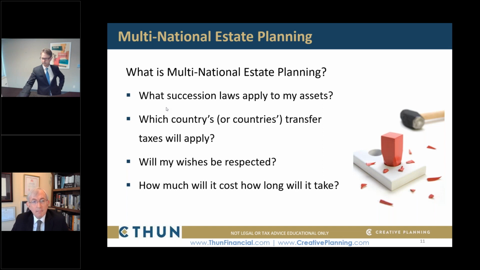Now, what's different then when you get into a multinational estate planning context? Well, the first question is going to be what succession laws are going to apply to my assets? If I've got stocks and shares in the US and I've got real estate in another country, how are they going to devolve to my heirs? And which country or countries' transfer taxes, so estate, gift, inheritance tax, etc., would apply to my assets? Will my wishes be respected, or will there be rules within my country that state how my assets are to be inherited? And back to that cost question, how much will it cost and how long will it take?